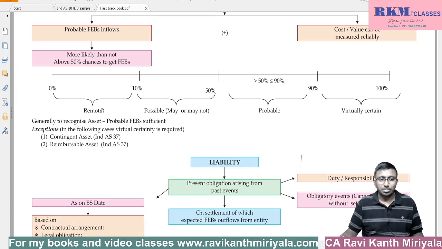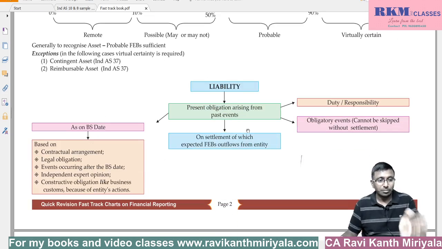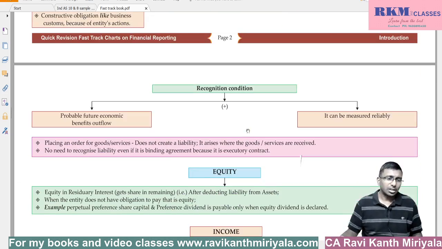So 0 to 10% is remote, 10% to 50% is possible, may or may not, 50 to 90, this 90 is my professional judgment, probable. Above 90, virtually certain. Correct? What is liability? This is the definition in chart form.